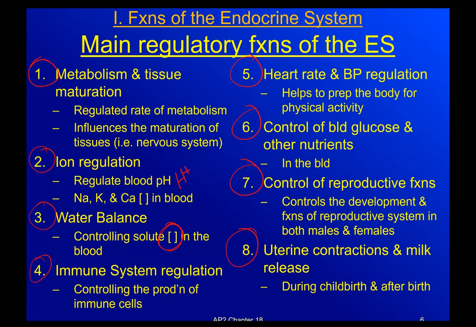Uterine contractions and milk release. During childbirth, we release a hormone called oxytocin. If you think back to AP1, when we were talking about the positive feedback loop, we talked about oxytocin getting released from the brain and going down and causing uterine contraction. In addition to that, it actually causes milk letdown in the breast, basically meaning that you're in labor, there's going to be a baby soon, so your breasts actually get ready for feeding that baby.